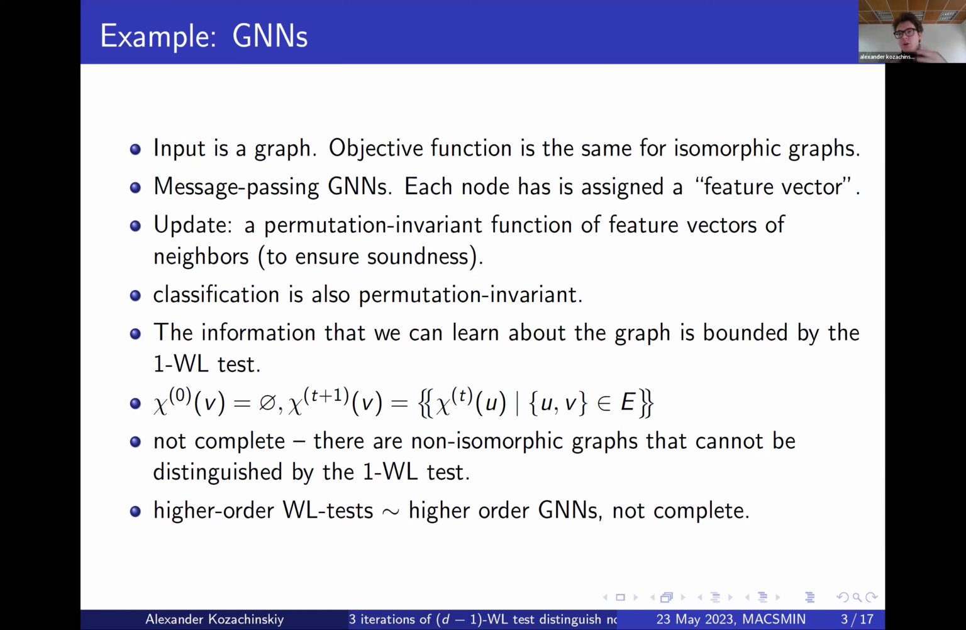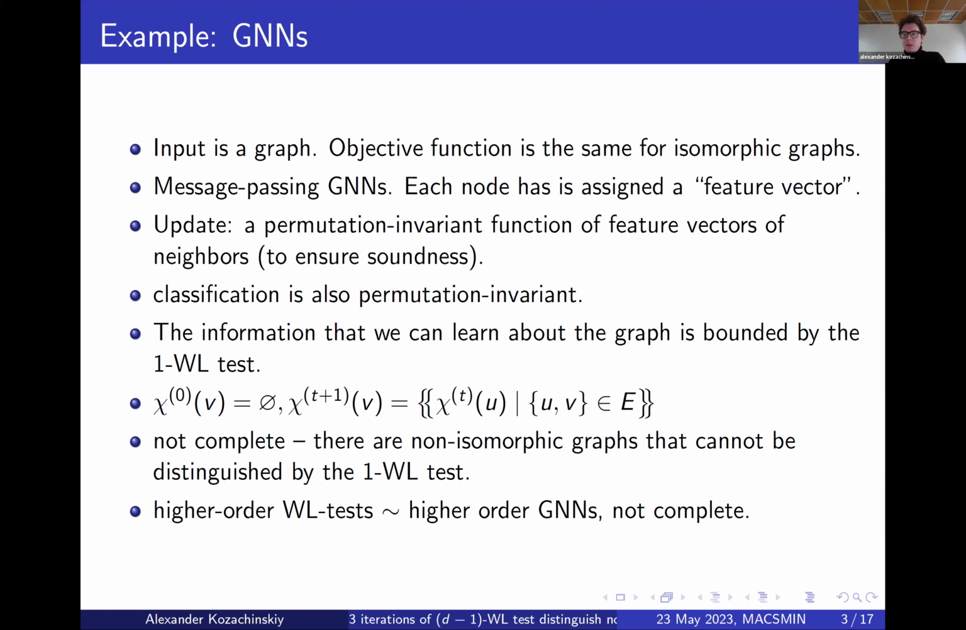And then also for the classification, we do some number of iterations like that. And then we have a set of feature vectors of all the nodes, and it also has to be permutation invariant, which basically means that the classification should only depend on the multiset of feature vectors that you have.